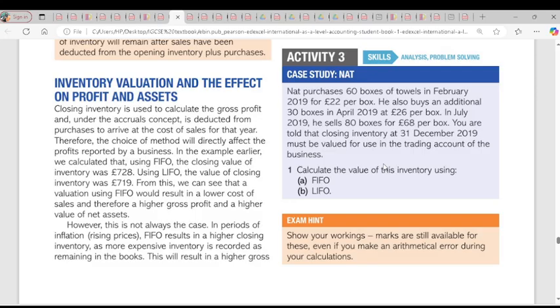Total purchase, yeah. So goods out: in July 2019, he sells 80 boxes. Goods out is 80. So the value of inventory we have now is goods in minus goods out, which is 90 minus 80, which is 10 units of goods left. So our FIFO will be, remember, FIFO is first in, first out. Do you get what I'm saying?